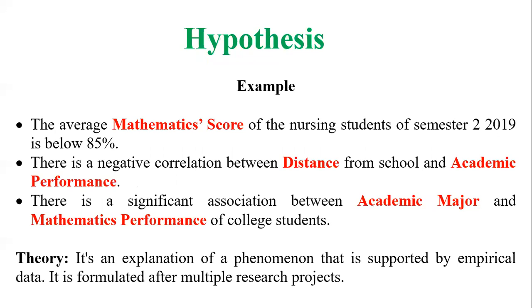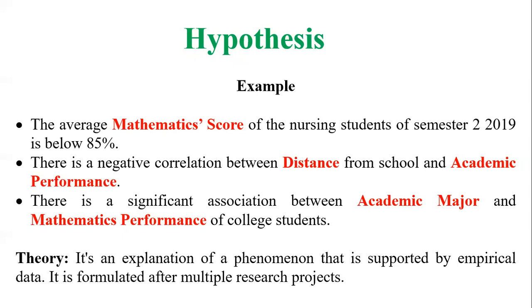And here are 3 examples of hypotheses linked to the research question, the 3 ones. So hypothesis number 1, the average mathematics score of nursing students of semester 2, 2019 is below 85%. No data was collected, and you're trying to answer that research question number 1. Hypothesis number 2, there's a negative correlation between distance from school and academic performance. So you're trying to say now, as distance increases, your academic performance decreases, a negative correlation.